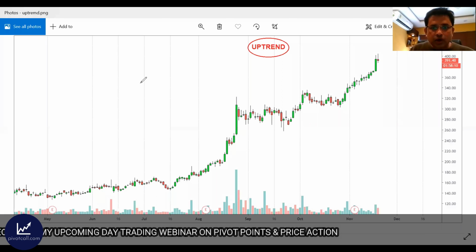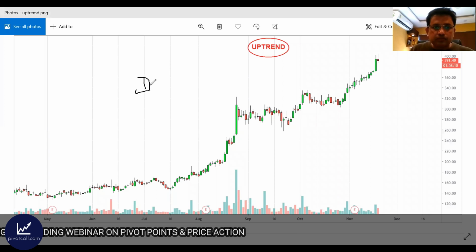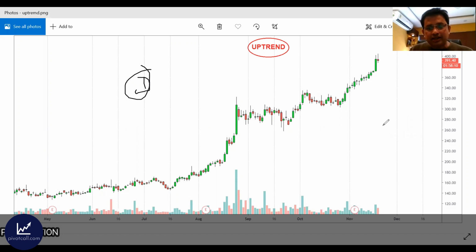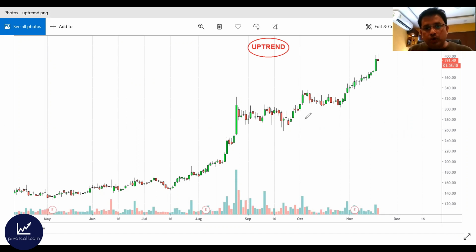So for that you have to go to the daily time frame. When you go to the daily time frame chart, you can see the trend in a much clearer way. That is about knowing the trend of the market. Okay, now you have understood about the trend of the market, and which time frame you have to see.